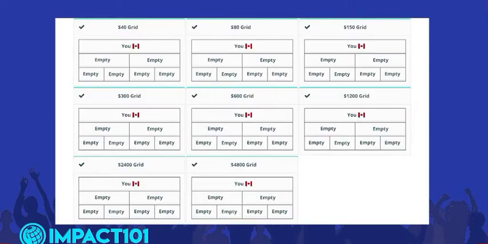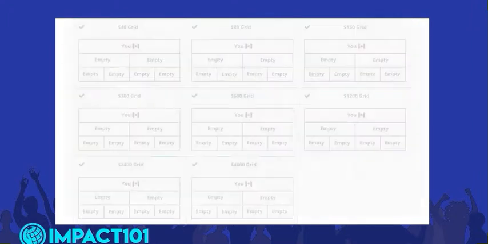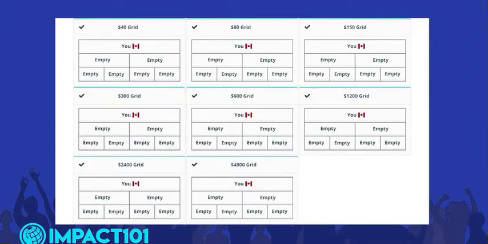The first thing to understand is that there are 8 different donation grid levels. There's a $40 grid, an $80 grid, $150, a $300, a $600, a $1,200, a $2,400, and a $4,800 grid. You can be receiving instant donations in as many of these different donation grids as you want to. Each of the grids are running simultaneously, so if you choose to be in all of the 8 donation grids, then you can be receiving immediate donations from all 8 grids all at the same time.